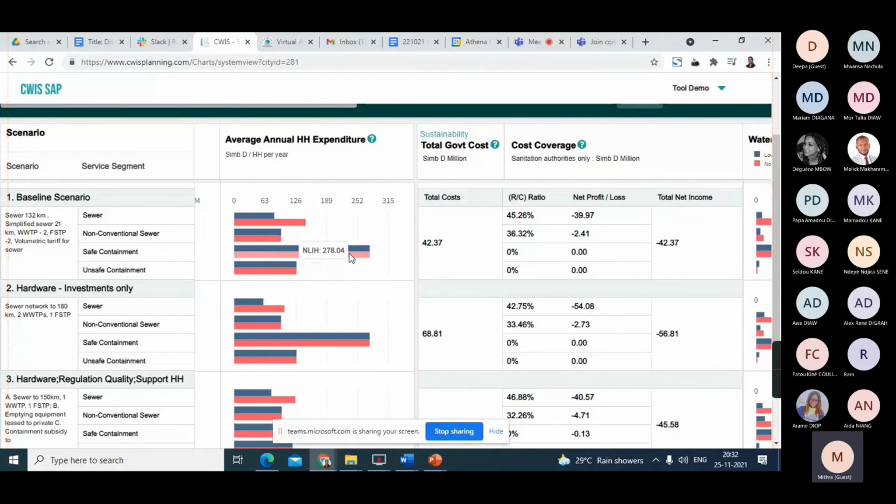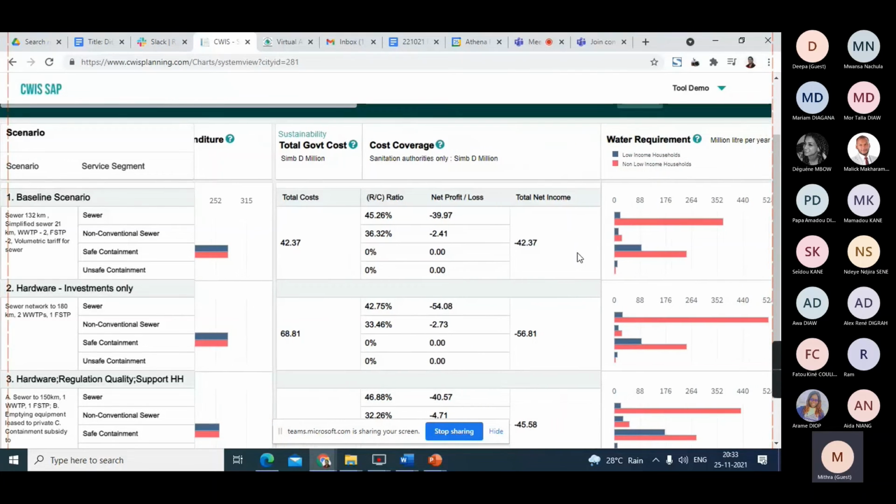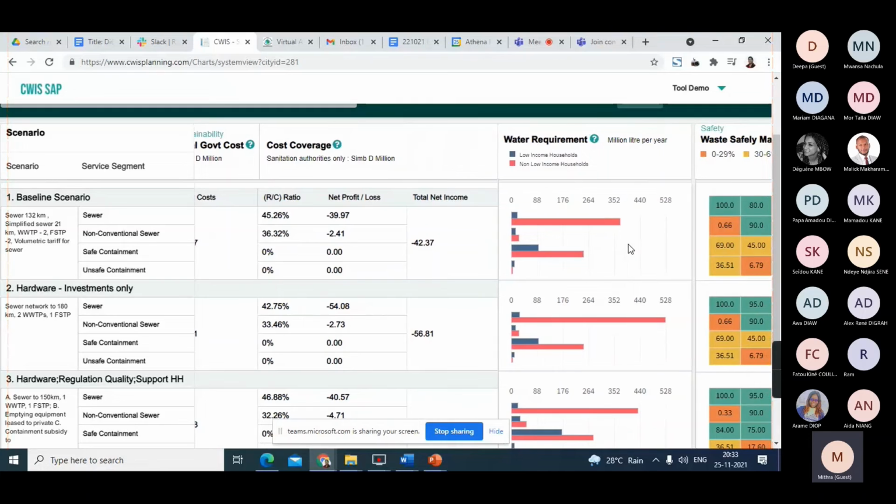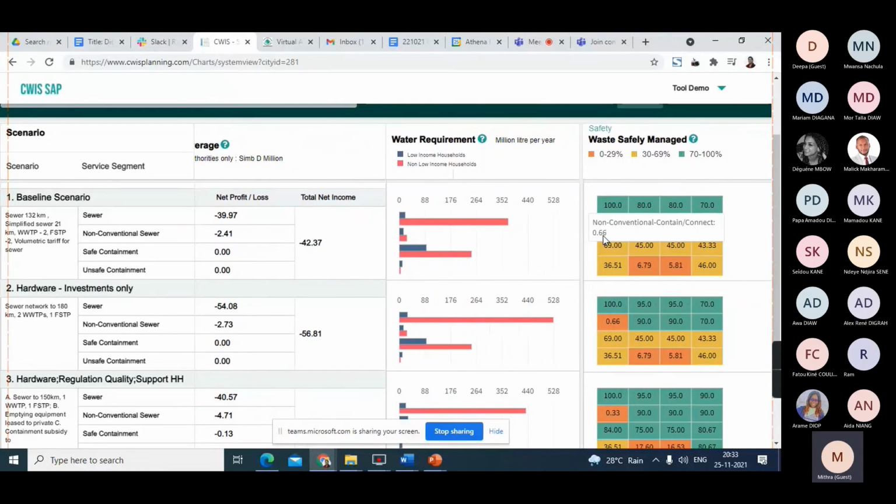Here we see, interestingly, that on average the households served by unregulated private providers pay much higher than the sewer households. And no wonder the cost coverage is negative to the extent of about $40 million, while the sewer tariffs are still low. Straightforwardly, the water requirement is the total amount of water required per year to run the specific superstructure. And we also have safely managed, which shows the safe percentage across each of these value chains.